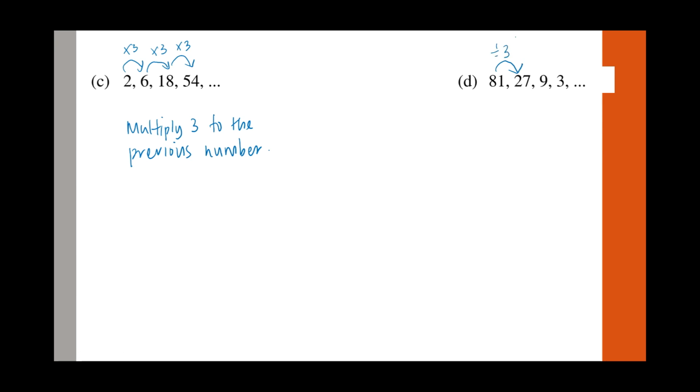Divide by 3. Okay, 81 divided by 3 is 27. 27 divided by 3? Yes, correct. 9 divided by 3? Yeah, all correct already. So how to describe it? You can do like this, divide the previous number by 3.